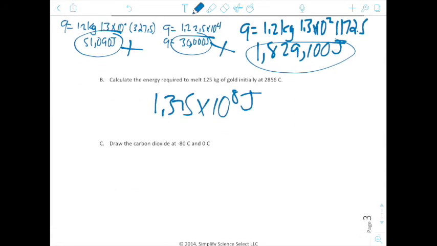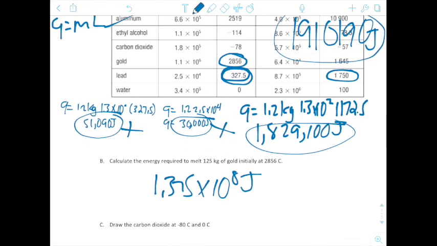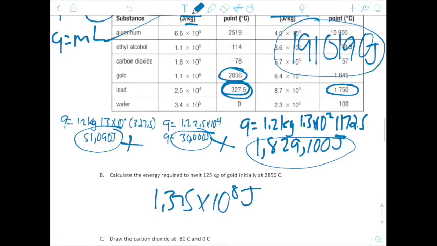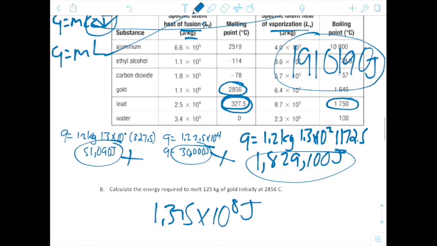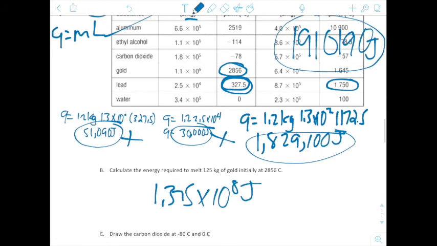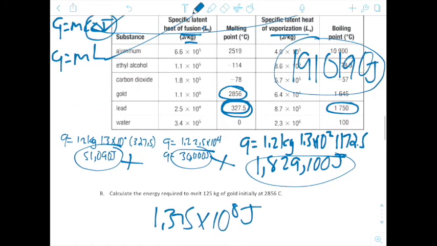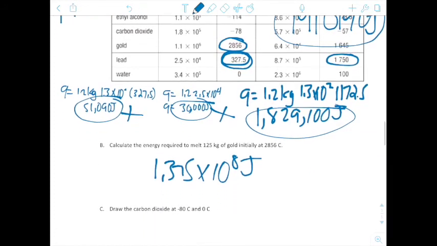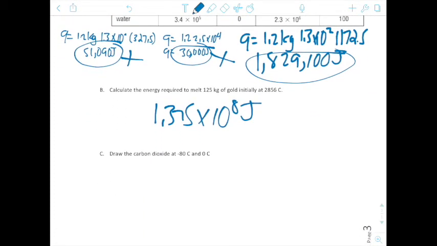C, it says draw the carbon dioxide at -80 and 0 degrees Celsius. So we're looking at carbon dioxide. -80 means that it's going to be a solid, and then 0 degrees Celsius means that it will go ahead and be boiling, and so it'll be gas. So solid, it will be tightly packed together, and then as a gas, they'll be all over the place.